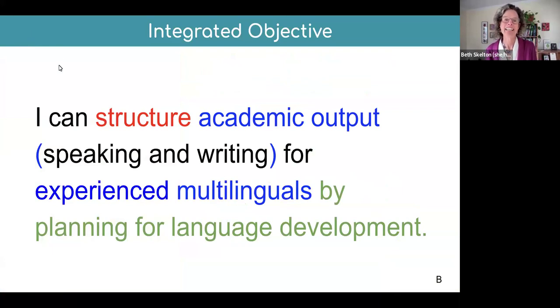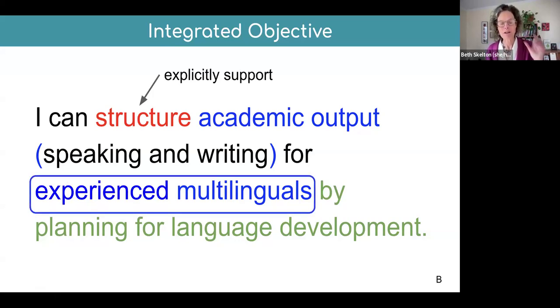Today, we're going to integrate this objective, both language and content. We are going to be structuring academic output. We're at the end of the school year in most parts of the world, and our students are speaking and writing. How do we use these last weeks, days of the year to help our experienced multilinguals really structure their academic output? And we're going to do that by planning for that language development. And that means we're going to structure it, explicitly support it. Academic output for the experienced multilinguals.